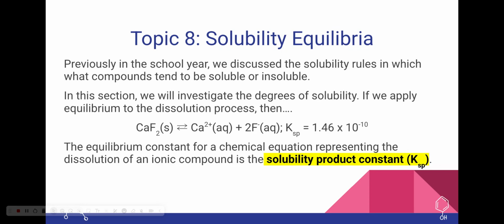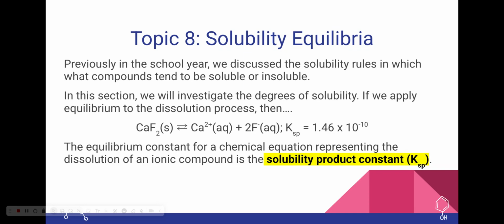We have calcium fluoride solid in equilibrium with calcium 2+ ion, which is aqueous, plus 2 fluoride ions, which are also aqueous. The equilibrium constant for this particular equilibrium is 1.46 times 10 to the negative 10th. And folks, this is the process of what we would call dissolution, which simply means how much of my calcium fluoride salt can actually dissolve in this solution. And that's where we establish the equilibrium.